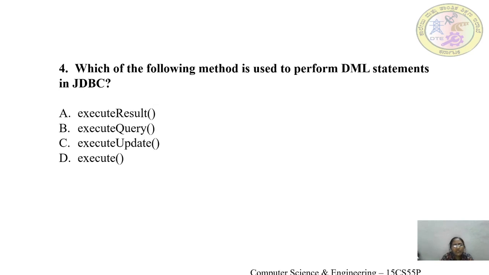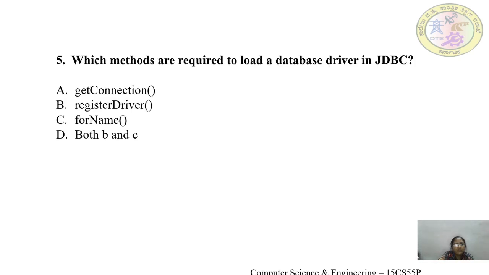Which of the following methods is used to perform DML statements in JDBC? First option is executeResult, executeQuery, executeUpdate and execute. The right answer is C. That is by calling executeUpdate, we can perform DML statements in JDBC.